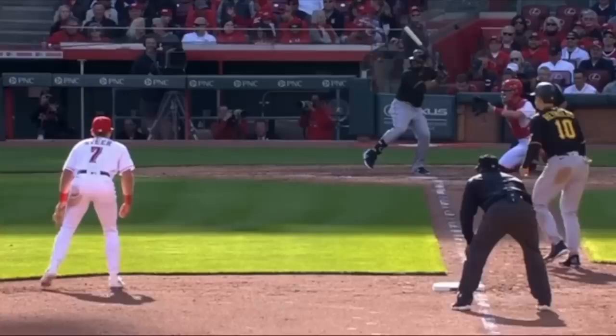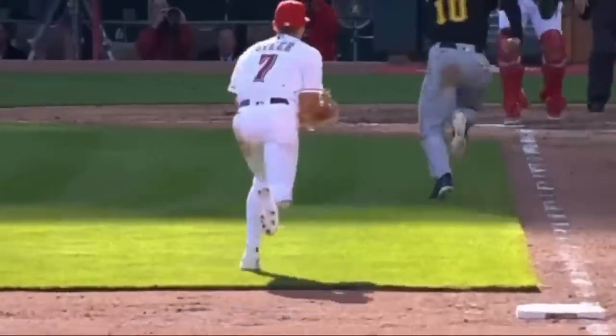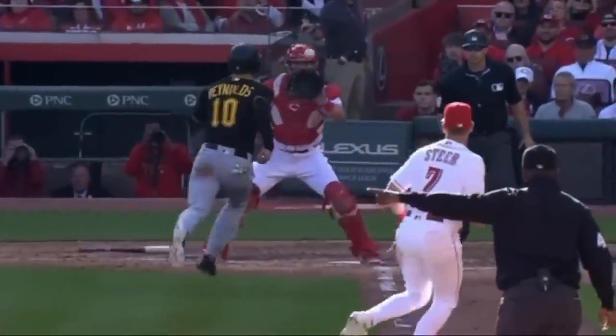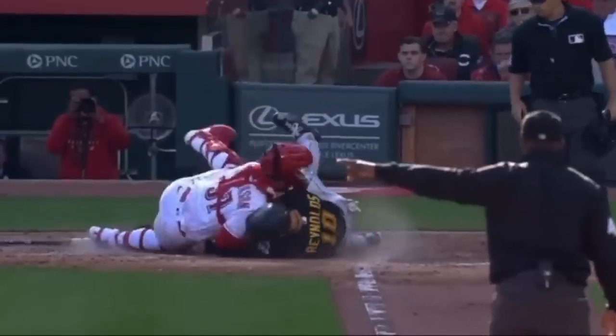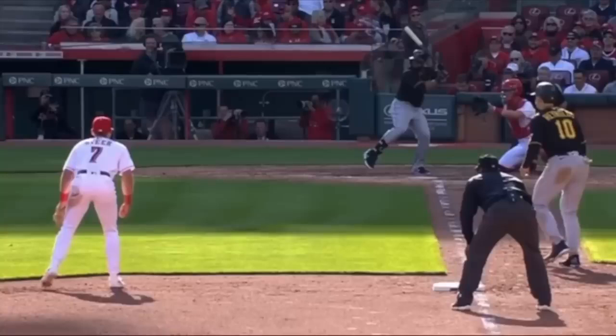Okay, so we have a situation here between the Pirates and the Reds. I want to break this down. I was sent this morning. We have a ground ball to third with a runner on third. We have a throw to the plate, a catch, and a tag. And so let's break this play down because there's a lot of things going on right here.